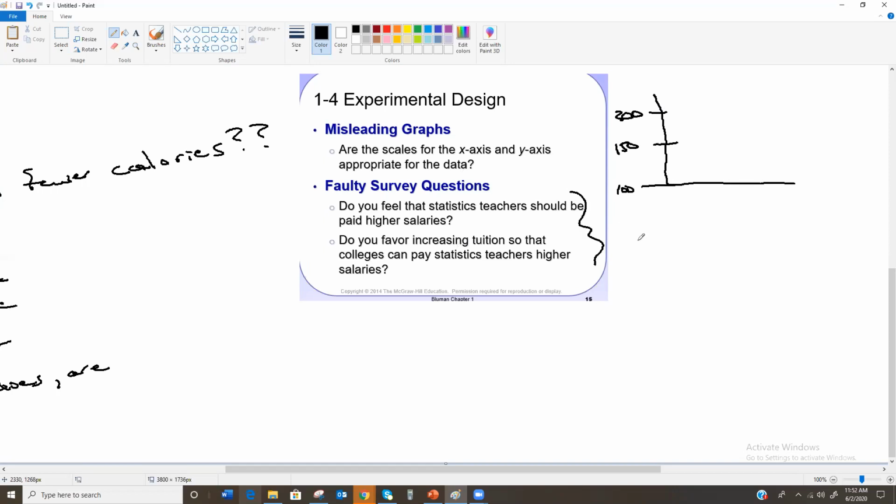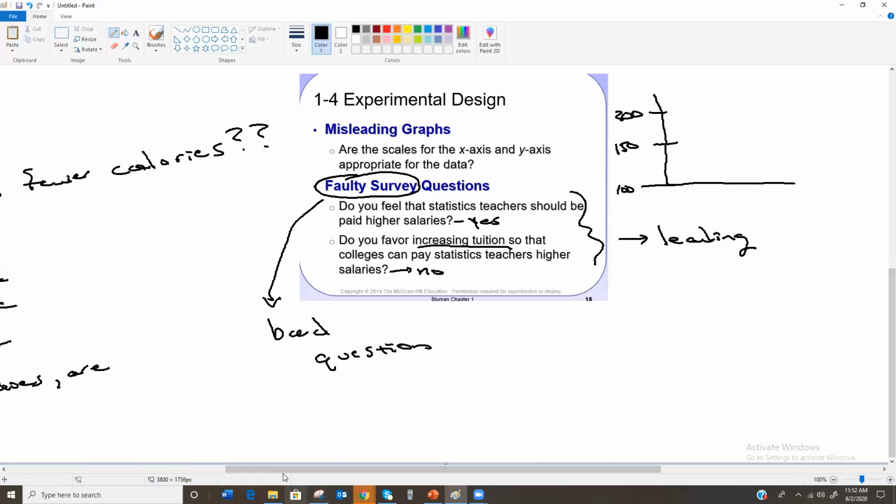And then faulty survey questions are where you lead people into an answer, usually. So do you feel that statistics teachers should be paid higher salaries? Well, that leads you to say yes. Well, sure, go ahead and pay the statistics teachers more. That'd be wonderful. But this one leads you to say no. Do you favor increasing tuition so that colleges can pay statistics teachers higher? Well, no, because you're increasing tuition. So this question leads you to say yes. This one leads you to say no. So a faulty survey question is when you have a bad question.